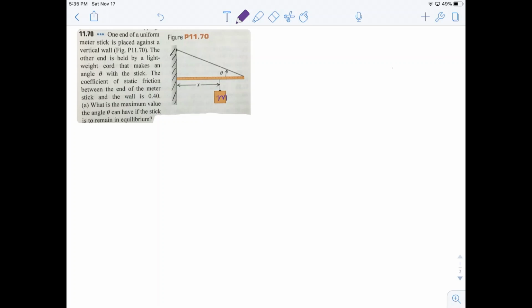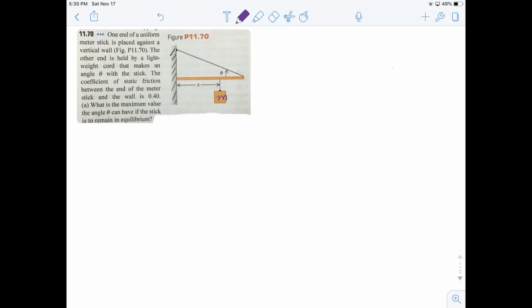So a friction force is needed to balance out all the forces and torques to keep this stick in static equilibrium, so there could be a friction force here. This is the difference between this question and the last one we showed. The question here is, what is the maximum value of the angle theta that I can have in order for the stick to remain in equilibrium?